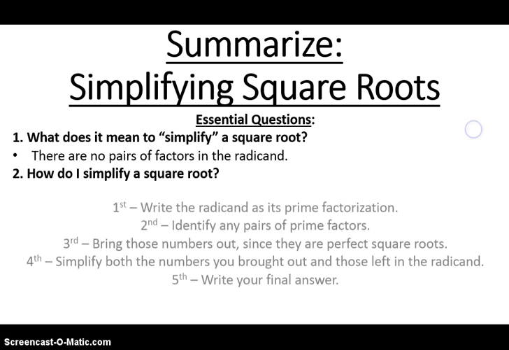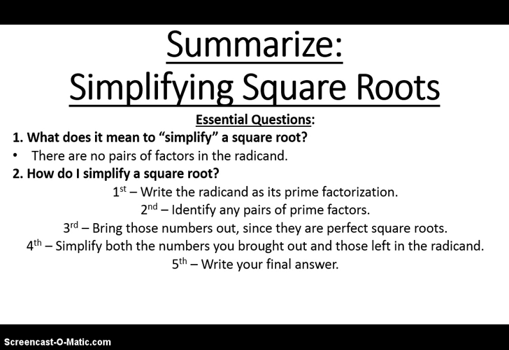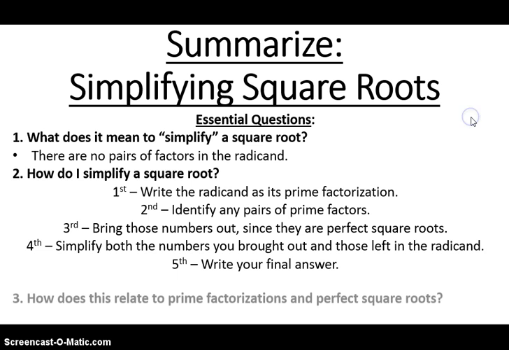Second, how do I simplify a square root? Well, remember, first, write the radicand as its prime factorization. Then identify any pairs of prime factors in the radicand. Bring those numbers out since they are perfect square roots. Simplify, and then write your final answer.